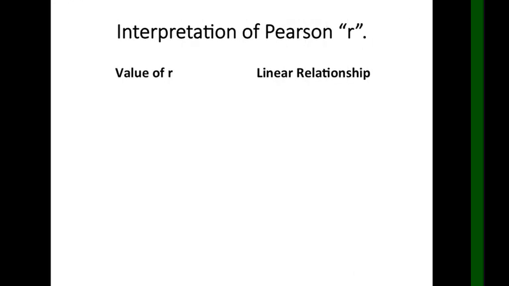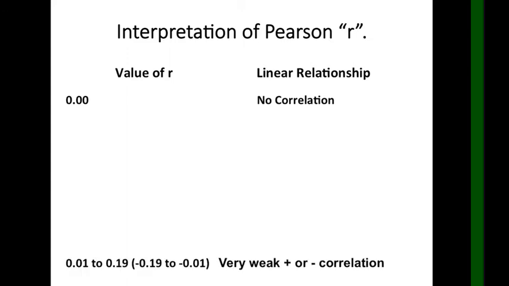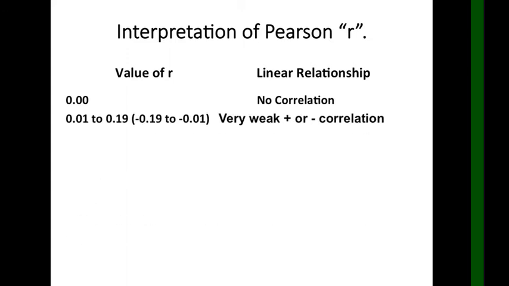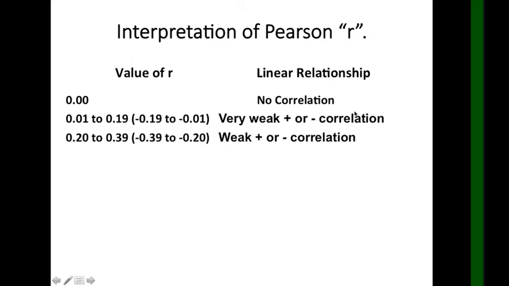So let's now have the interpretation of Pearson r. If we get 0.00, that's no correlation. 0.01 to 0.19 or -0.19 to -0.01 is a very weak positive or negative correlation. When I say positive, kapag positive yung answer, kapag negative, ito siya. Negative correlation. Very weak negative correlation. For 0.20 to 0.39 or -0.39 to -0.20, it's a weak positive or negative correlation.